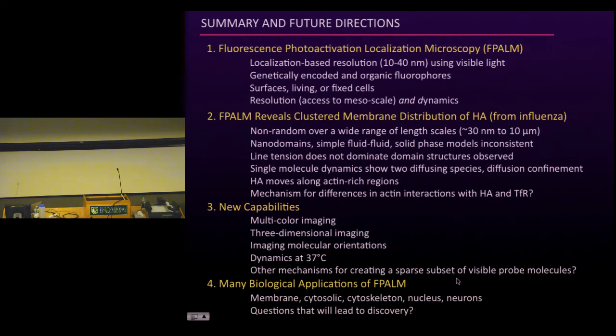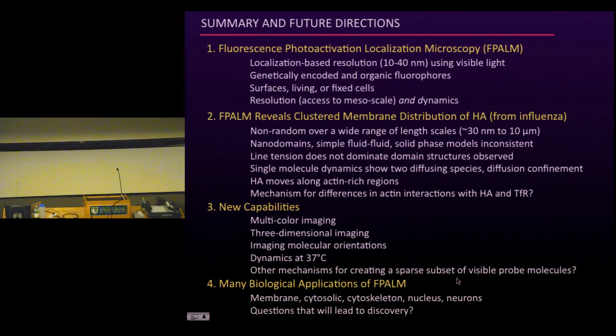But the question still is, or the new question is, how is it that there's enough specificity to create clusters of many types? Because the cell certainly needs clusters of many types. It can't just put everything into the raft and have enough specificity and function. There need to be specialized types of clusters. And so what's the mechanism for that differentiation? That's what we're working on now.